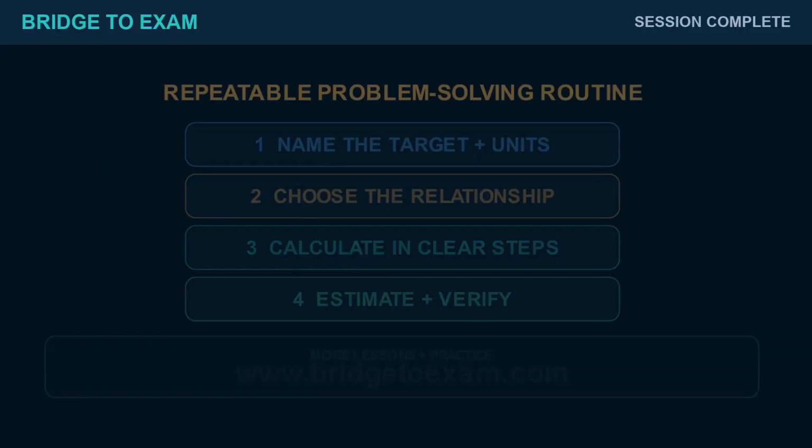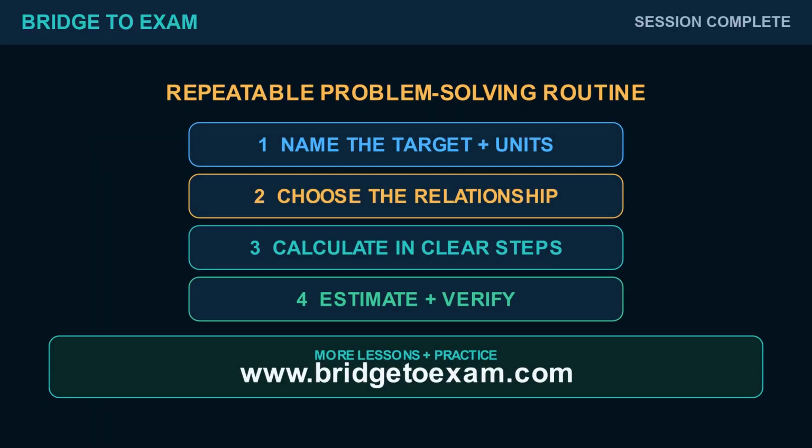Use this routine: name the target and units, choose a relationship, calculate with clear steps, then estimate and verify. Identify what the operation means. Create compatible units or a reciprocal, simplify, calculate, and test the results against a benchmark.